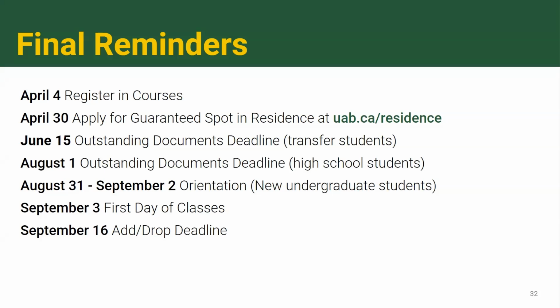For transfer students, it's June 15th. And for high school students, it's August 1st. This is a really important deadline as all final and official transcripts and any other required documents must be submitted by these dates. August 31st through September 2nd is our new undergraduate student orientation, so very exciting few days. And then September 3rd is your first day of classes.